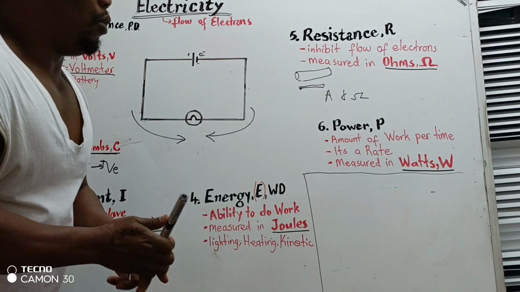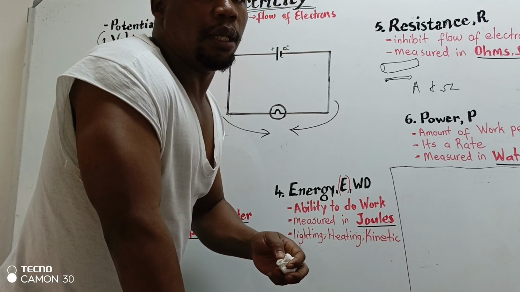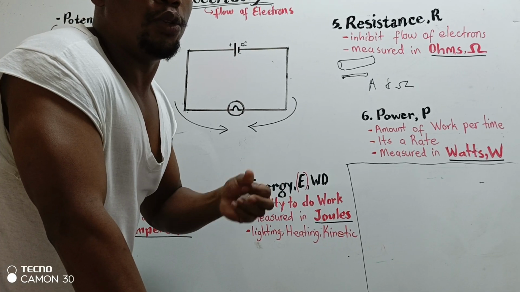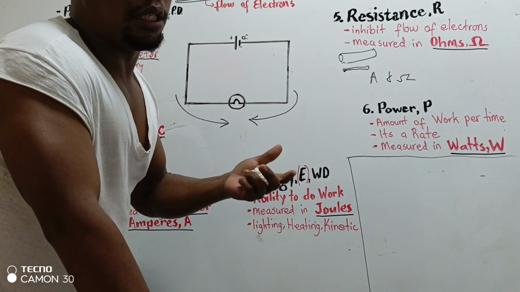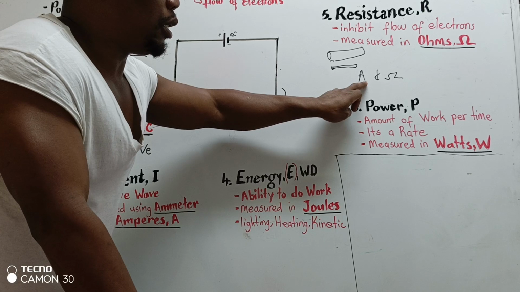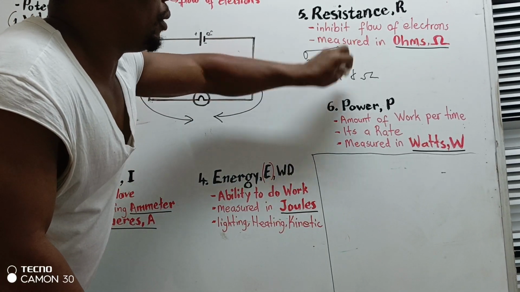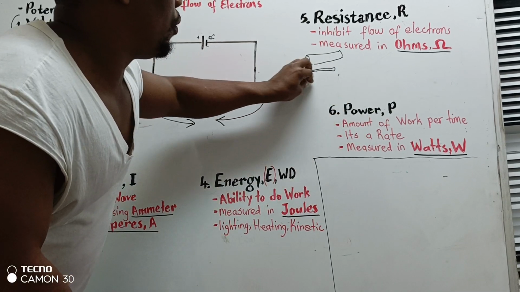So you can see that the scientists did well, because for you to have electricity in the first place you need voltage or potential difference. Potential difference we measure in volts, right? Not in omega, not in voltage.